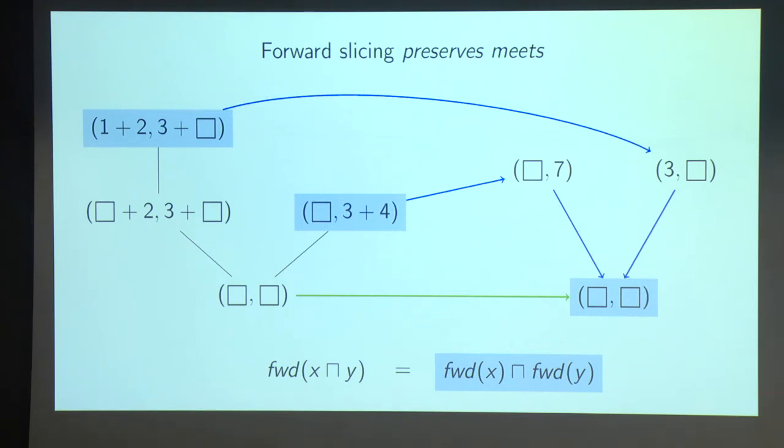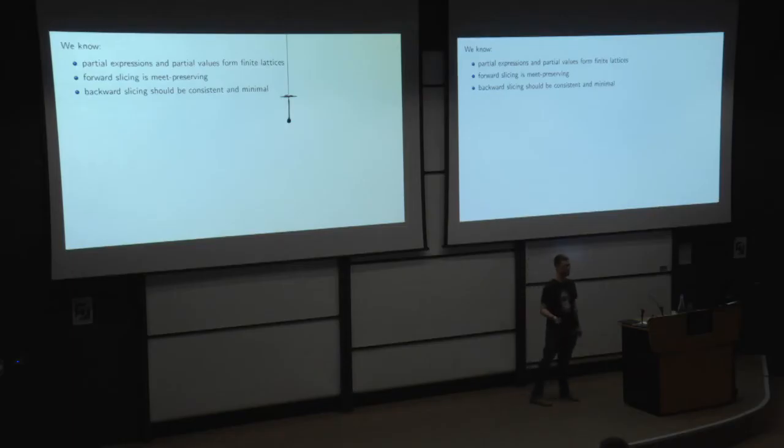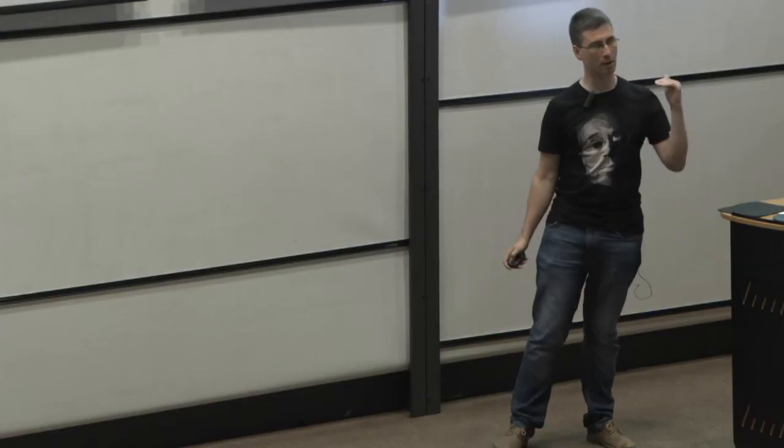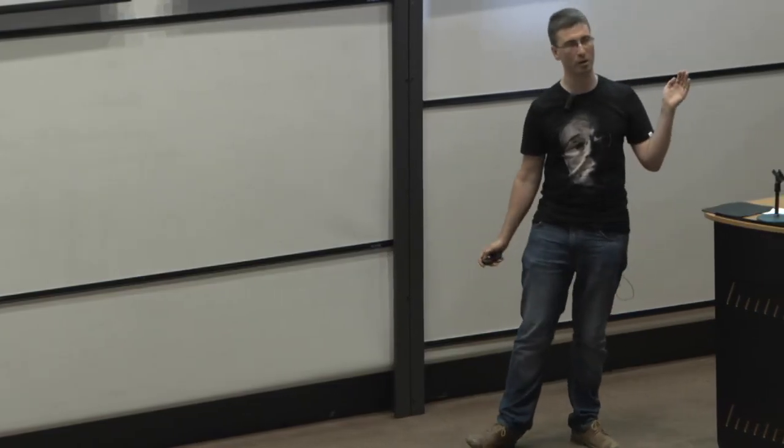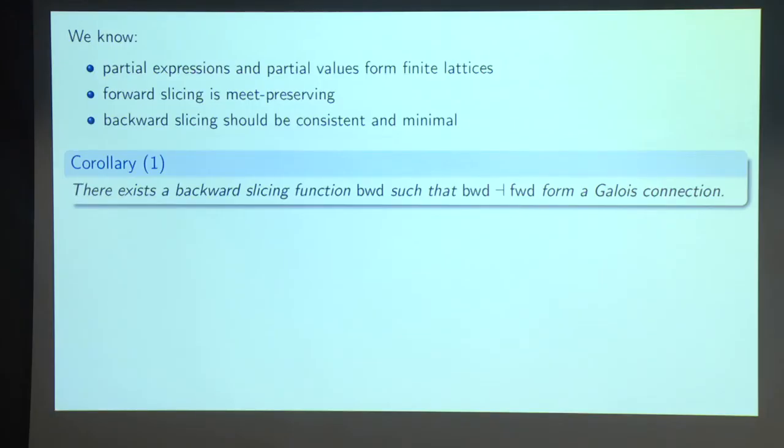Okay, let's put all these facts together. We know that partial expressions and partial values form finite lattices. We know that forward slicing is meet preserving, and we want backward slicing to be consistent and minimal with respect to forward slicing. And from mathematics, we know that if we have a forward slicing function that is meet preserving between two lattices, then there exists a backward slicing function that forms a Galois connection with the forward slicing function.